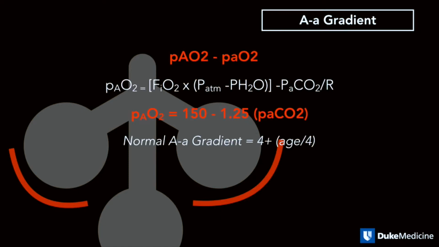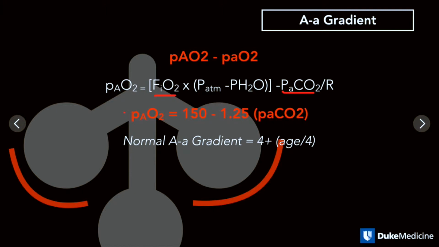The formula for it is relatively complex because though an arterial O2 is easily measurable by an ABG, the alveolar O2 is hard to assess. You use the alveolar gas equation to estimate it. And the alveolar gas equation is dependent on a few factors. The ones I want you to pay attention to are the FiO2 and the PaCO2. The rest adjusts for the elevation that you're at. So at room air and at sea level, this formula simplifies to 150 minus 1.25 times the PaCO2, or the arterial CO2.